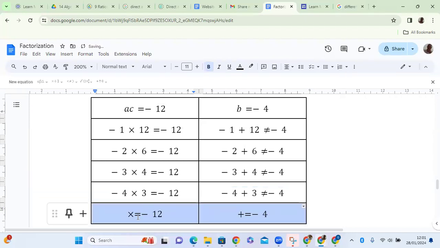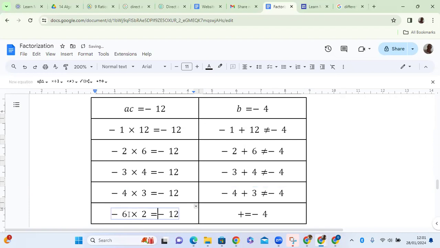After negative 4 is negative 5. But negative 5 is not a factor of negative 12. After negative 5, you have negative 6. Negative 6, yes. So negative 6 times 2 will give us negative 12. So what if you add negative 6 and 2? Will that equal negative 4?